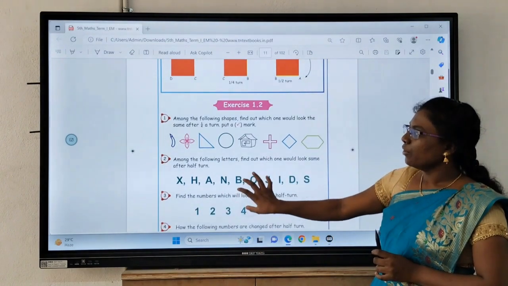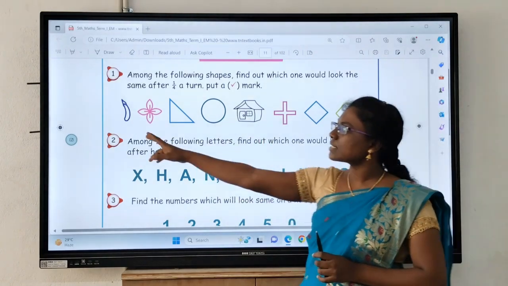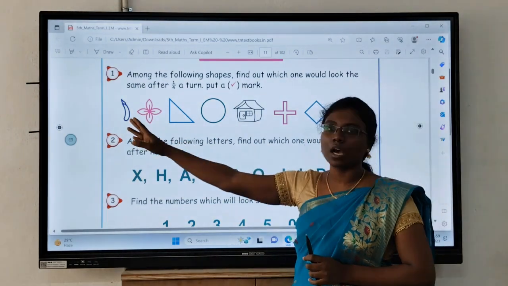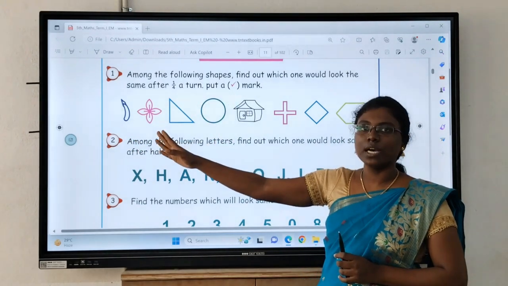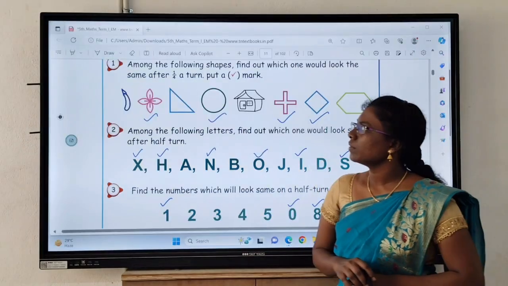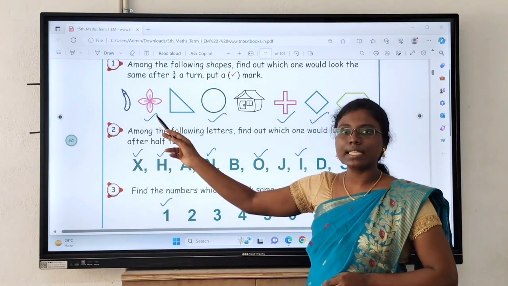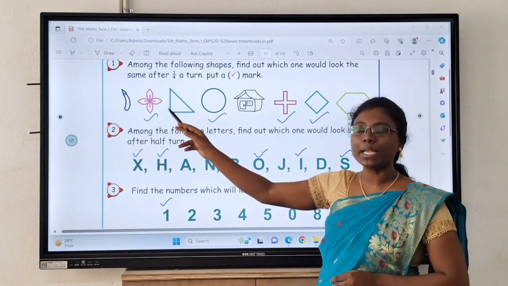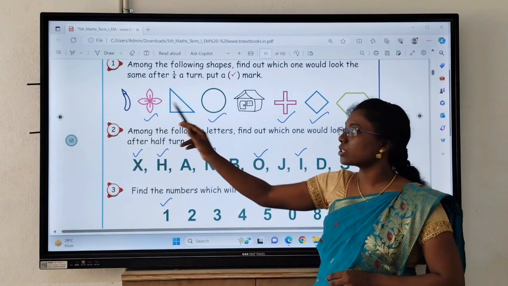First, they have given some objects in the question. First you can see a banana shape. If you turn this object by a half turn or 1/4 turn, will it remain the same or not? You have to find the answer. For the first question, flower is the example. If you turn this object by a 1/4 turn, it will be the same. So this is the answer for this question.